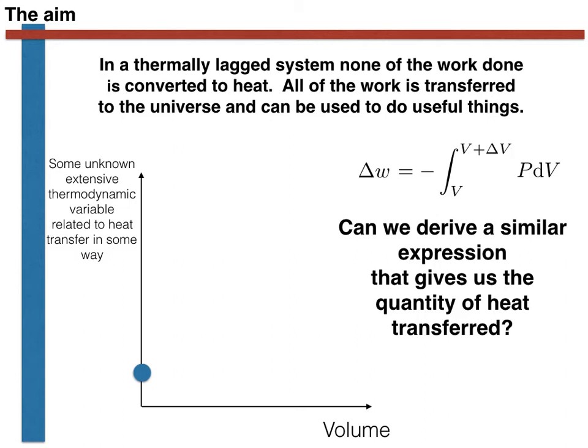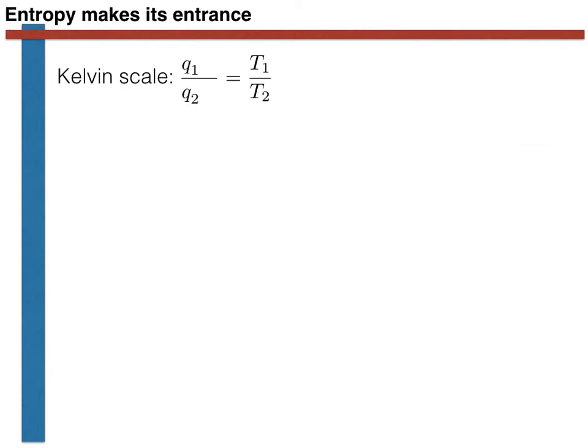As I alluded to at the end of my last video, the extensive thermodynamic variable entropy is going to be critical in this expression. We will thus begin by looking at how entropy is introduced. The first step in this process involves remembering that the Kelvin scale is defined as follows. This expression can be rearranged as shown here.